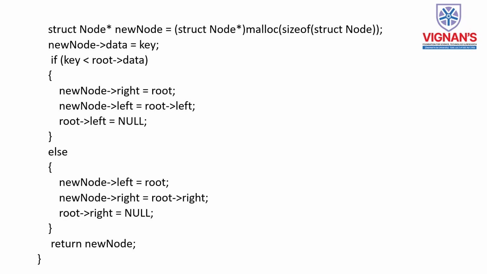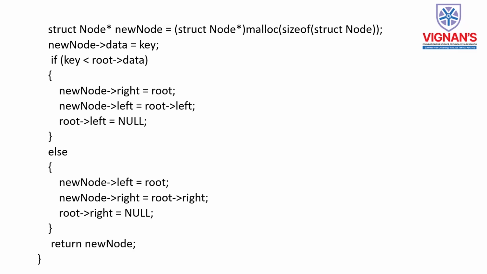Otherwise, if key is greater than root data, we make new node left equal to root, so the old root becomes the left child of the new node. We set new node right equal to root right, so the right side of the old root comes under the new node. Then we do root right equal to null, because that part has been shifted. Finally, we return new node, because the new node becomes the new root.